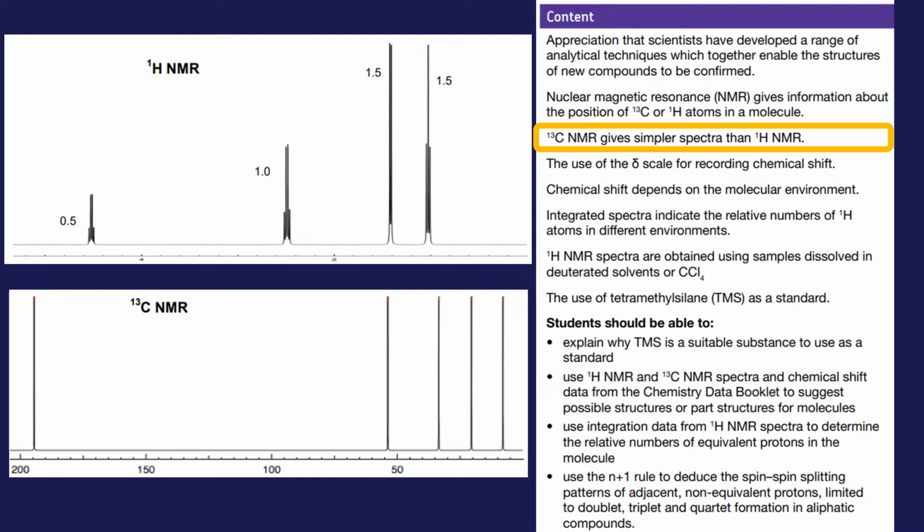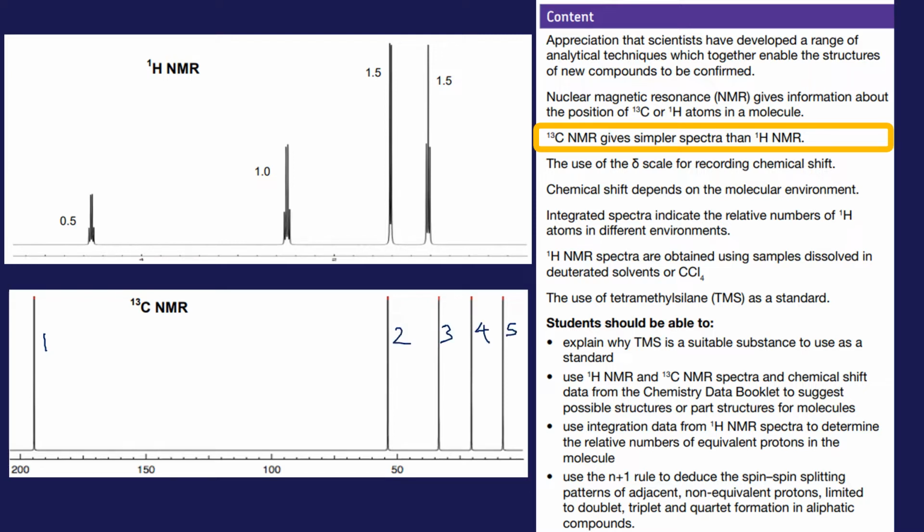Now, to the untrained eye, they might look quite similar. However, if you look at the bottom one, it is quite simply just 5 peaks. That's all it is. It's 5 peaks. If you look at the bottom one, I'll count them for you just in case you can't count. 1, 2, 3, 4, 5 peaks.